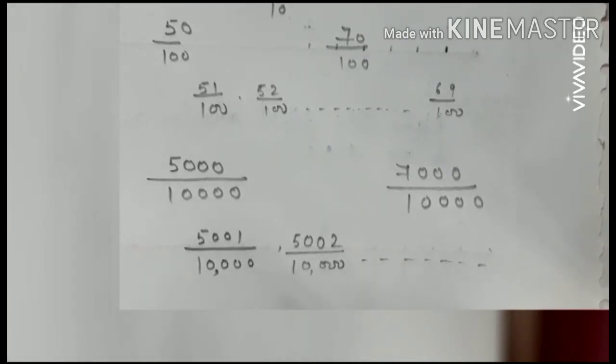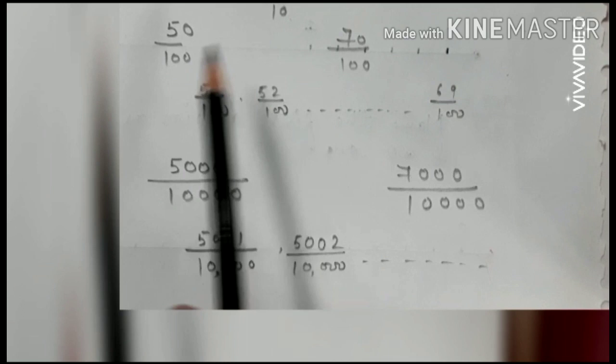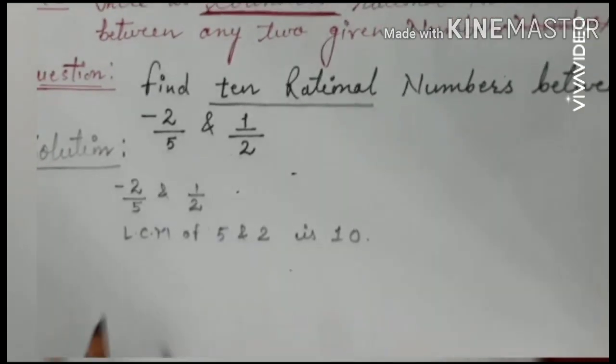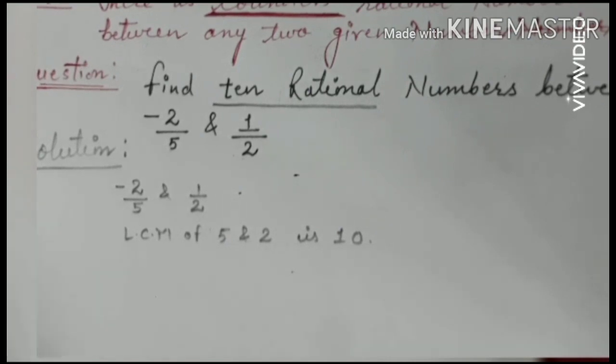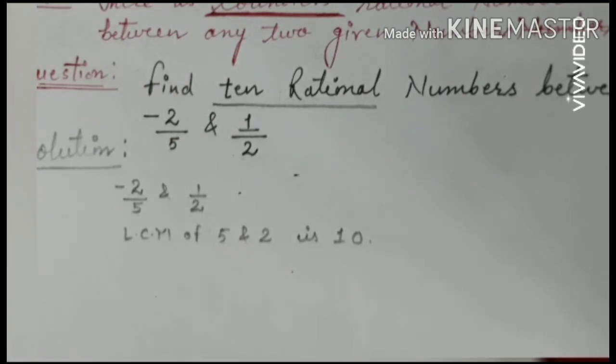So if we take it like this, can you tell me how many rational numbers are between any two rational numbers? These are not definite. That means there are countless rational numbers between any two rational numbers. You know that there are countless rational numbers between any two given numbers.